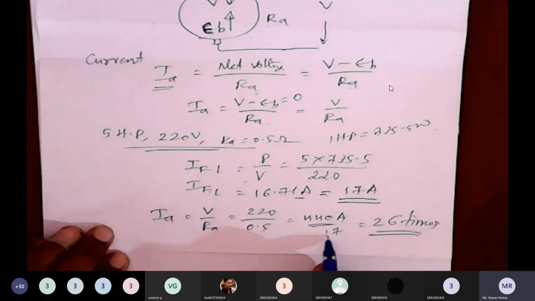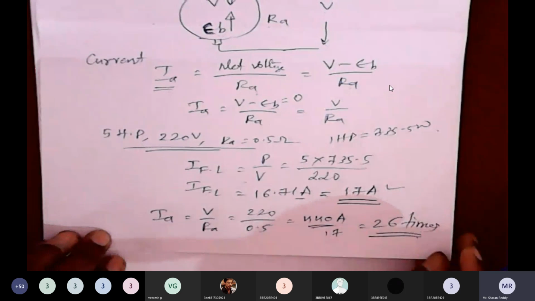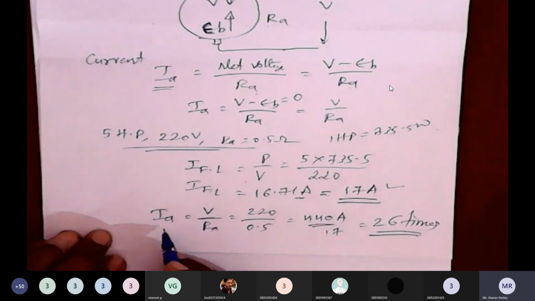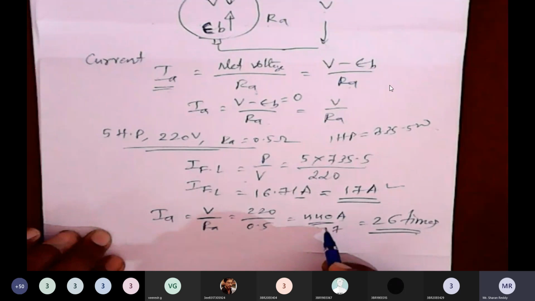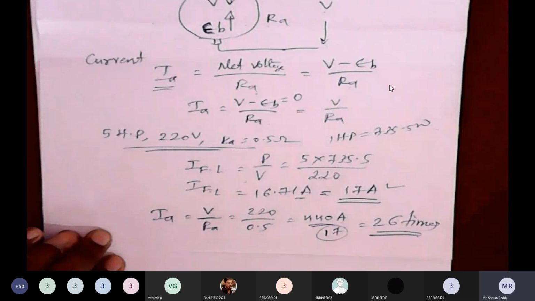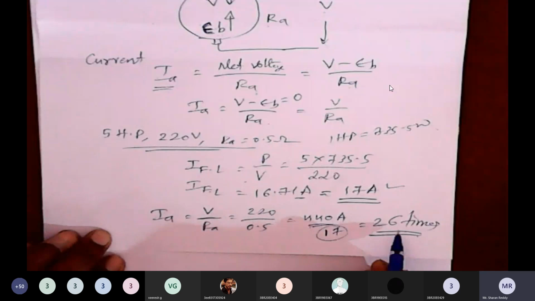440 by 17, full load current ratio is 25.88, sir. Almost 26 times more current it will take if you don't use the starter. If you're not limiting this high current at the time of starting, the current taken by the motor will be 26 times more. Think of it. The maximum current the motor can withstand is only 17 amps, let us say 20 amps maximum. But the current it is taking at the time of starting is 440 amperes, almost 26 times more.